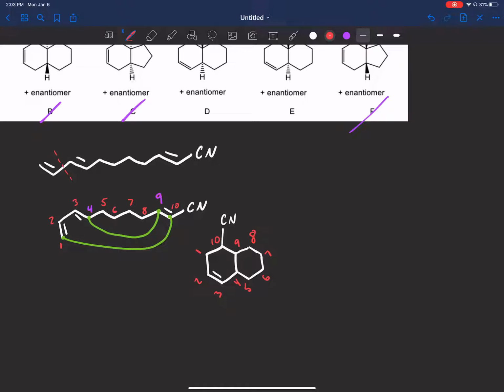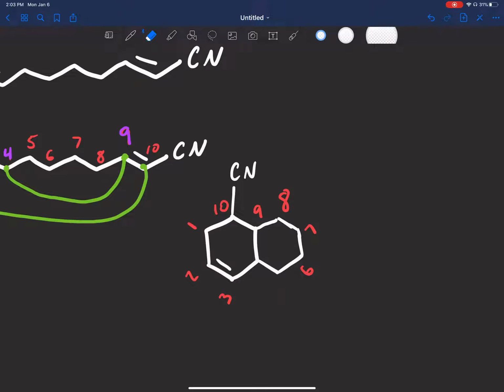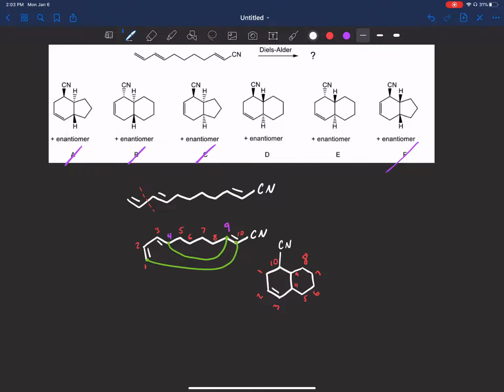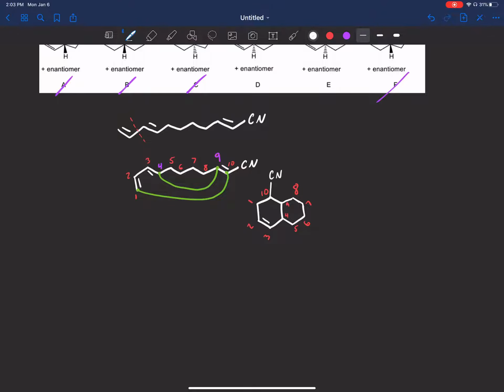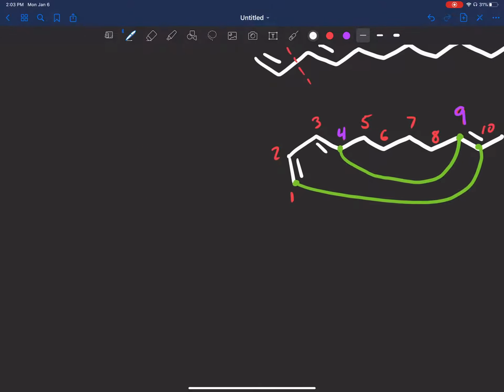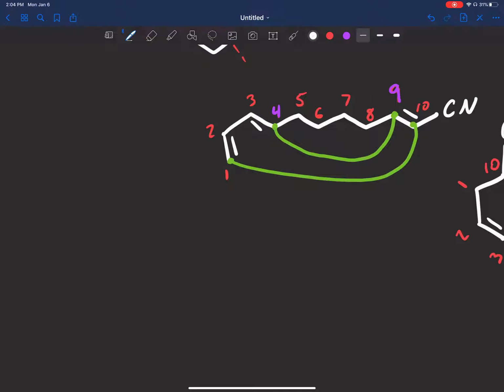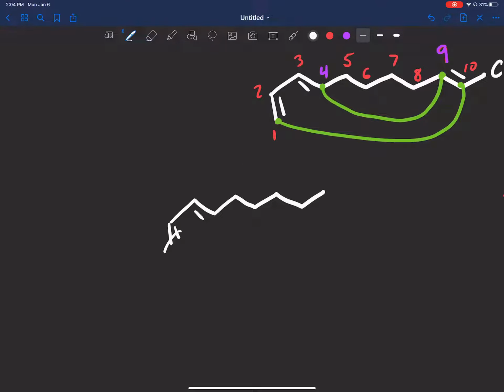Okay, so let's just finish this now. So I'm going to erase these over here just to make it a little bit easier. All right. So remember, we always want to make our trans groups from the diene have the same stereochemistry as the withdrawing group. Okay, now what are our trans substituents? All right, what I'm going to do is redraw this over here. Not the whole chain, but just enough so that we can see what's going on with the diene.